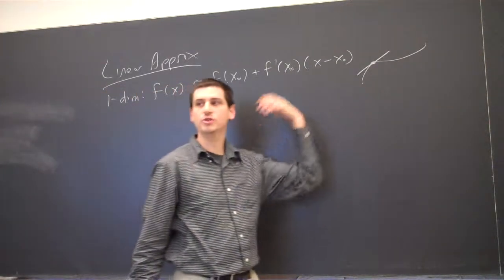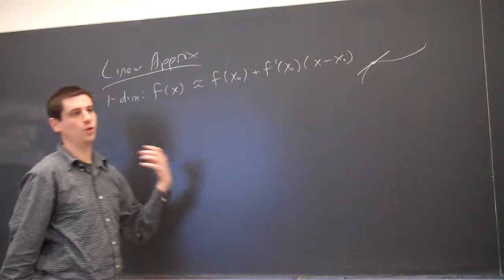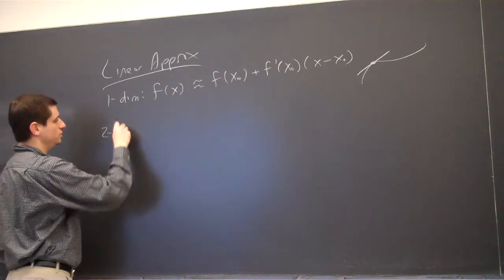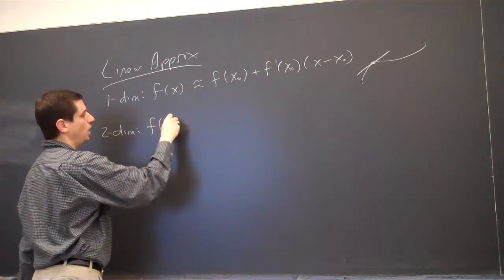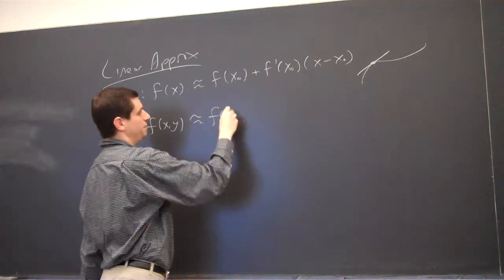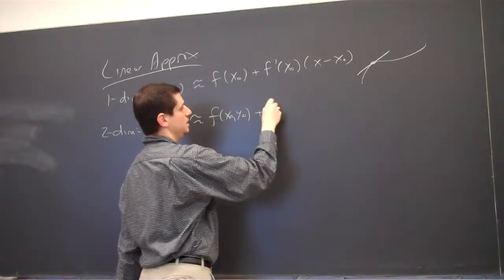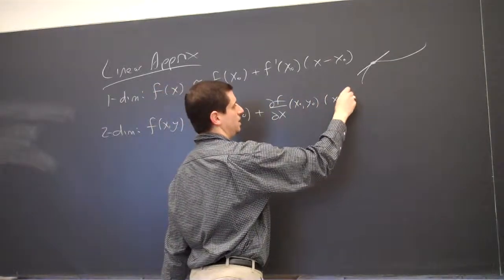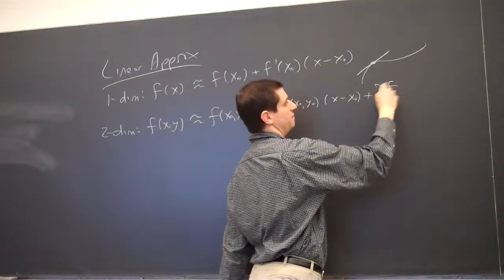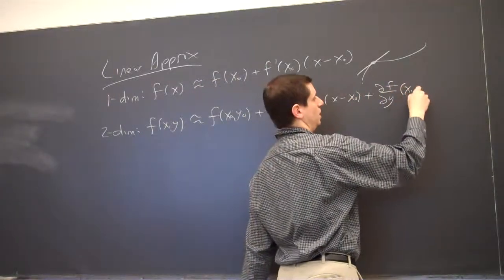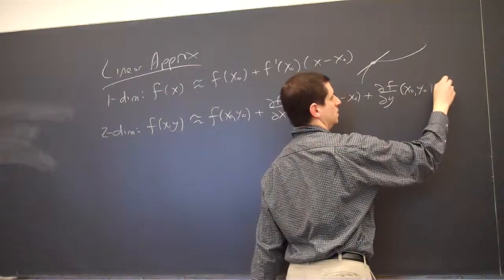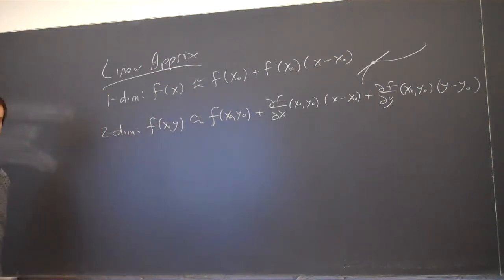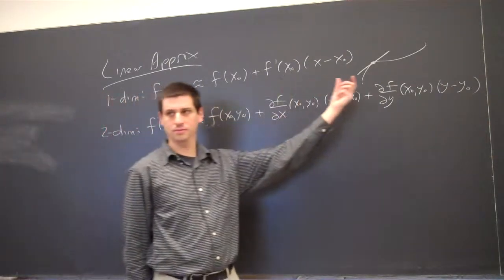And maybe later in the semester I'll show you some applications like the birthday problem where this is wonderful for getting the right answer. In two dimensions, f of x, y is approximately f of x naught, y naught plus df/dx at x naught, y naught times (x minus x naught), plus df/dy at x naught, y naught times (y minus y naught). So this is very similar to what we have in one dimension.